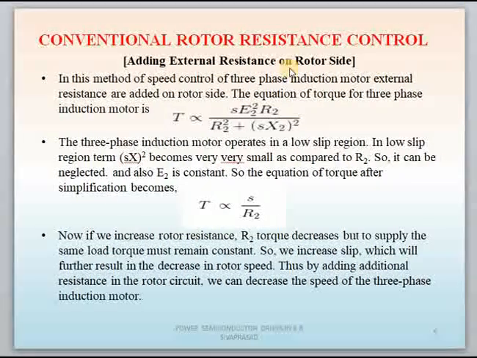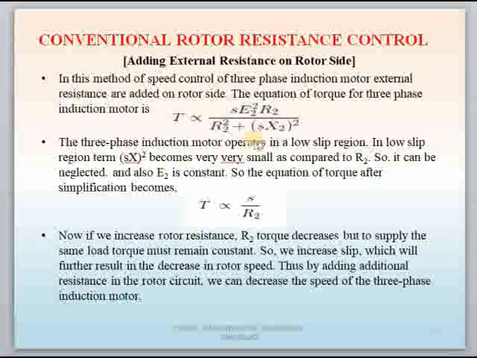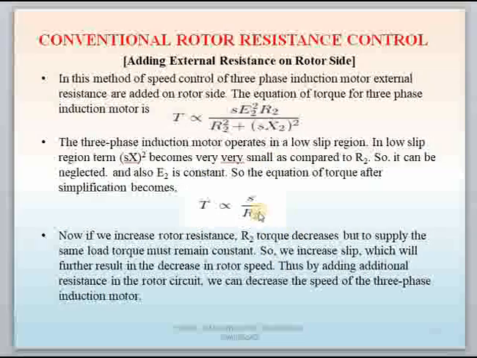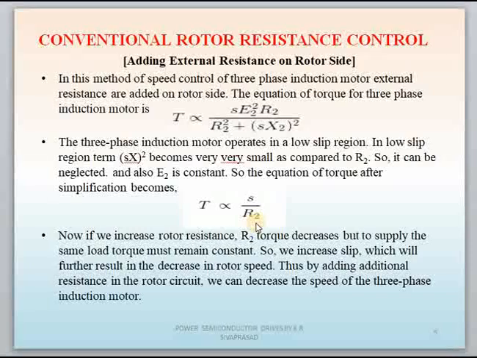Here an additional resistance is connected to the rotor terminal. We know that the torque developed is proportional to slip times E2 square R2 divided by R2 square plus (S X2) whole square. Here the motor is operating in the low slip region. That's why we neglect (S X2) whole square when comparing with R2 square. Then the torque equation becomes proportional to S by R2. Because the machine is operating in the low slip region, the torque depends upon the ratio of slip to rotor resistance. Now, if we increase the rotor resistance R2, then the torque will automatically decrease.